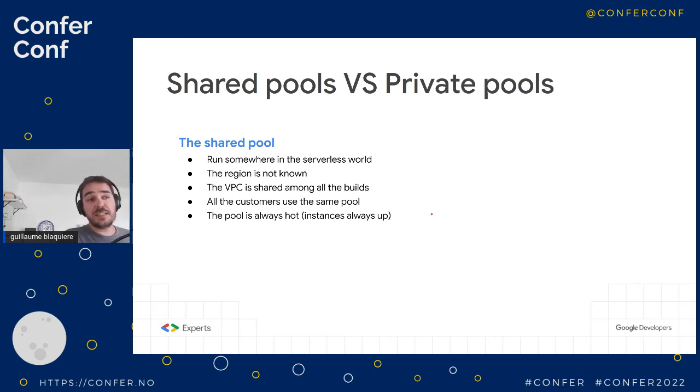The advantage of that is the pool is as well always hot. That means you have always one instance up because it's shared with many customers. Google keeps the VM up, and when you start a build, it starts instantly on a VM available in the cluster.